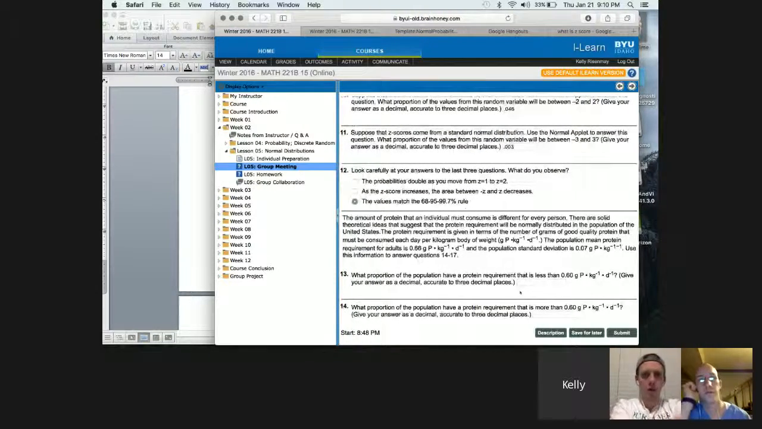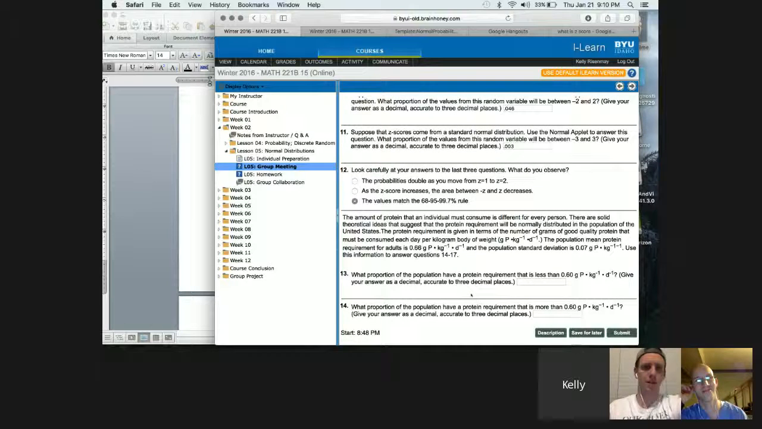The amount of protein that an individual must consume is different for every person. There are solid theoretical ideas that suggest that the protein requirement will be normally distributed in the population of the United States. The protein requirement is given in terms of the number of grams of good quality protein that must be consumed each day per kilogram of body weight. The population mean protein requirement for adults is 0.66, and the population standard deviation is 0.07. Use this information to answer questions 14 through 17. I think it should say 13 through 17. Yeah.